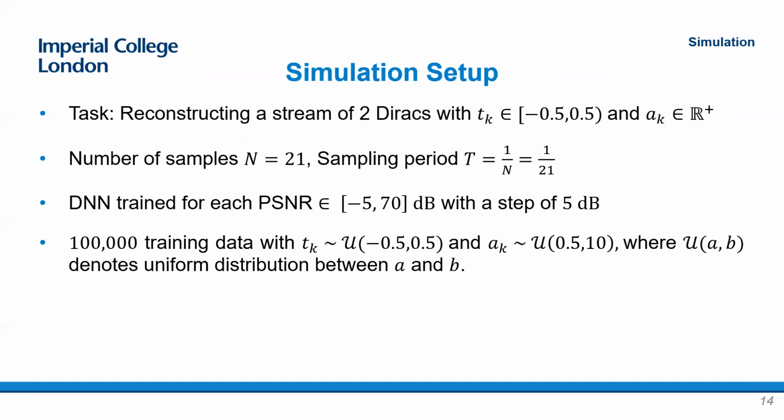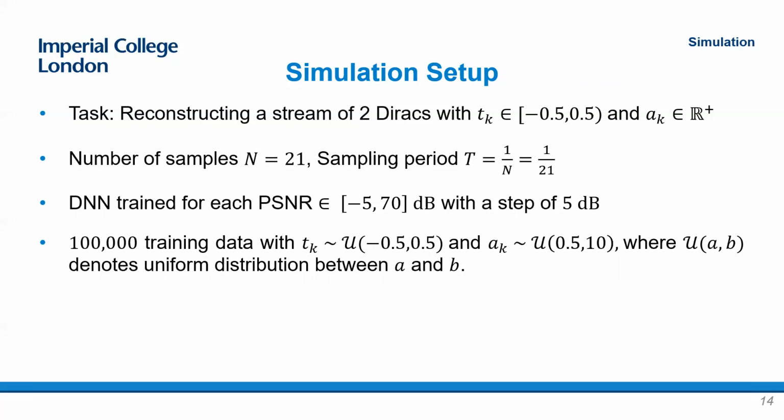Moving on to the simulation setup. The simulation focuses on the basic setting of reconstructing a stream of 2 Diracs with locations between negative 0.5 and 0.5 and a positive amplitude. The number of samples and sampling period are set to 21 and 1/21. We then train a network for every PSNR from negative 5 to 70 dB with a step of 5 dB.